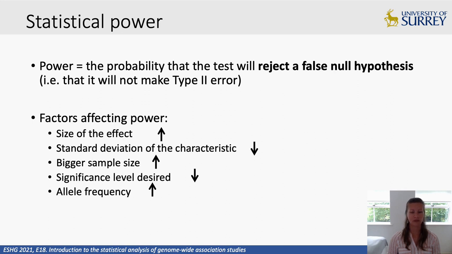The more spread it is, the less powered we are. Bigger sample size of course increases the power, and the smaller the significance level is, the lower the power. And one more additional thing we need to consider in GWAS is the allele frequency. We are more powered to find effects for common variants than for the rarer variants.